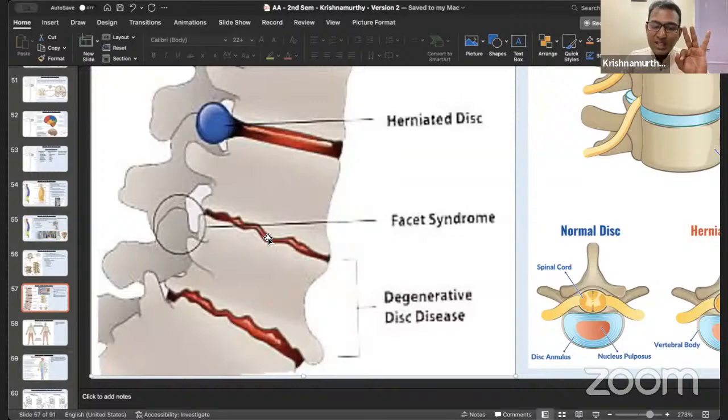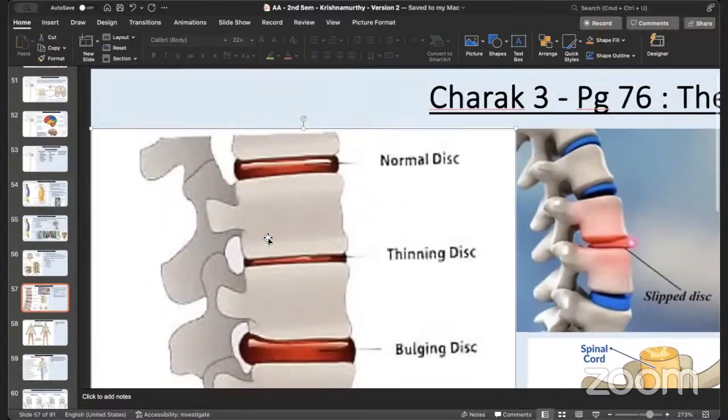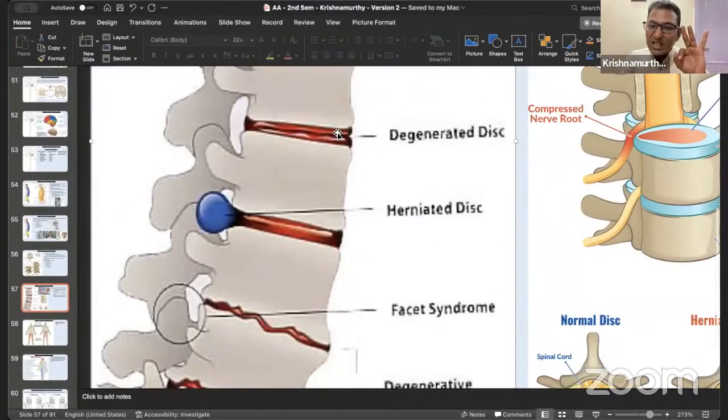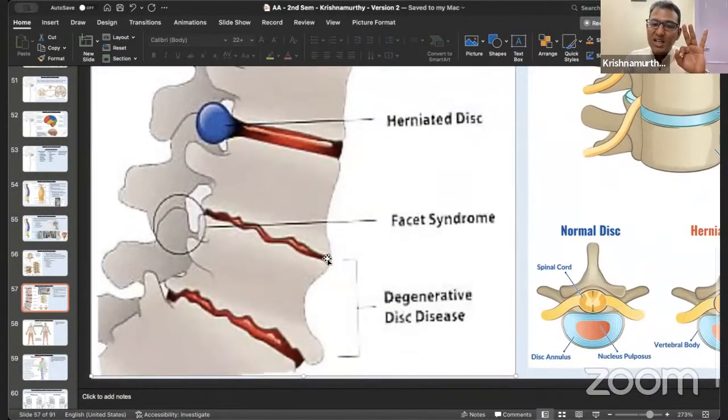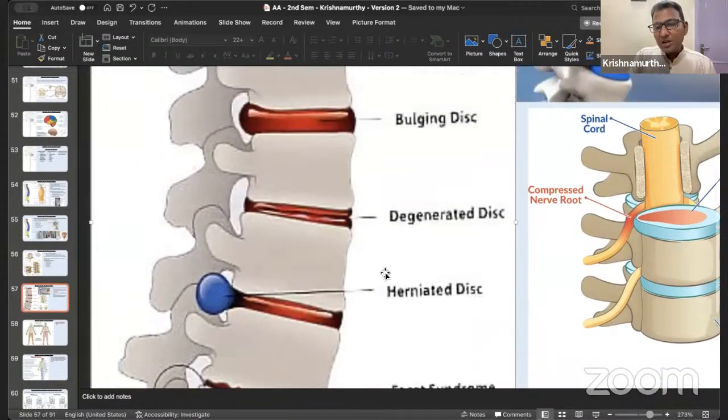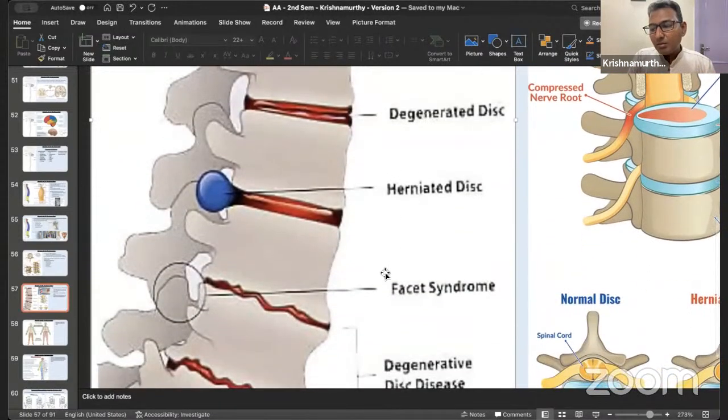Okay, when the disc is degenerating, it is disc degeneration, and when the bone is degenerating, it is degenerative bone. Okay, so these are the main types of problems that you will come across related to spine.